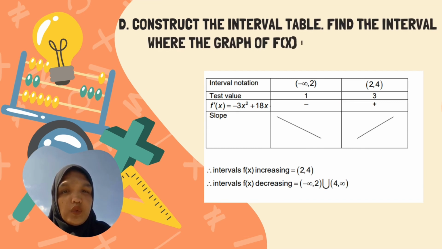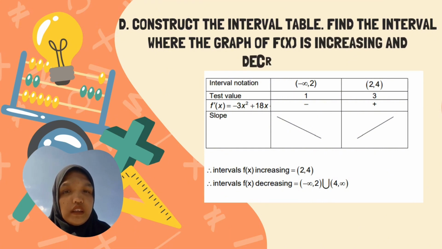Construct the interval table and the interval where the graph of f(x) is increasing and decreasing. For the interval table, we will get the first one is negative infinity to 2, and then 2 to 4. For the test value, how we will get it is by taking a number between them. Between negative infinity and 2, the number between them is 1, while for 2 to 4, the number between them is 3.